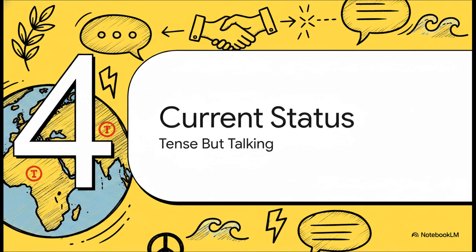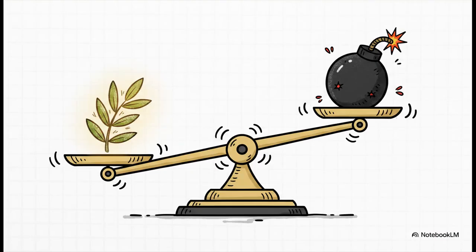The current status, tense but talking. The good news? We aren't looking at a full-scale war. We can definitely breathe a little sigh of relief that the worst-case scenario hasn't been realized. But make no mistake, the environment is incredibly tense. It's the state of uneasy suspension. The diplomatic channels are open, sure, but that underlying threat remains actively present while these talks continue. It is a delicate balancing act where every single move in the region carries immense weight.